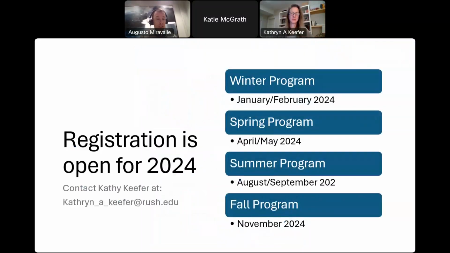The first one now, registration is open for 2024. The first program is going to be at the end of January and February. And we'll do 1 winter program, 1 spring program, 1 program in the summer, and 1 program in the fall. So everyone is invited to participate.